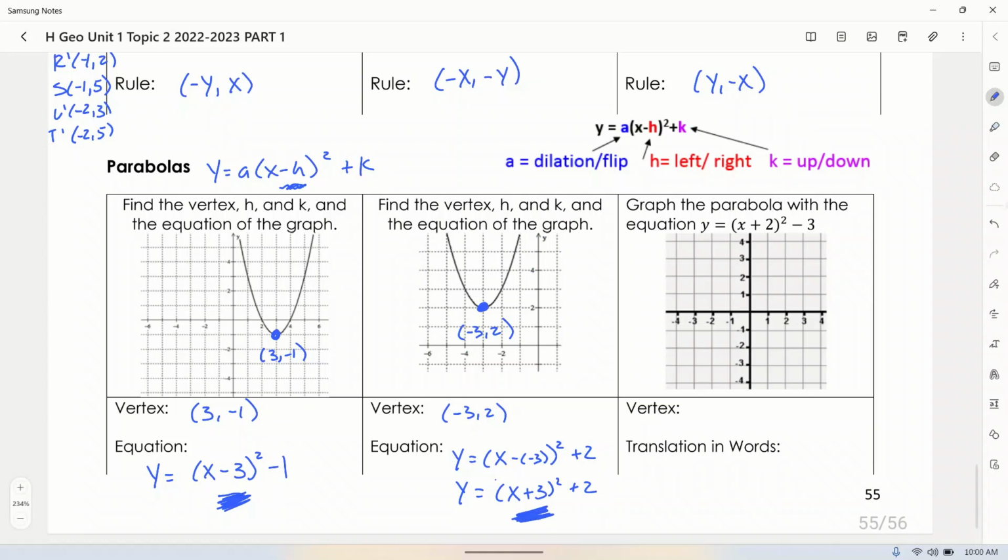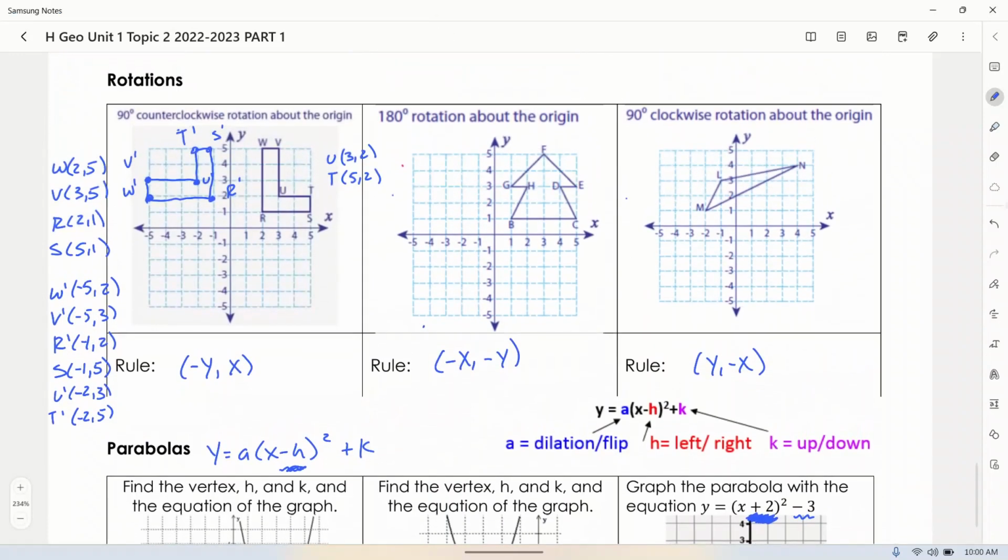Okay. The last one has given us an equation. There's a positive in here. So if we're thinking opposite directions, that's going to go to the left 2 and then down 3. Okay, so the left 2 and down 3, and that will be your vertex. So we've got (-2, -3). So that's the end of page 54 and 55.